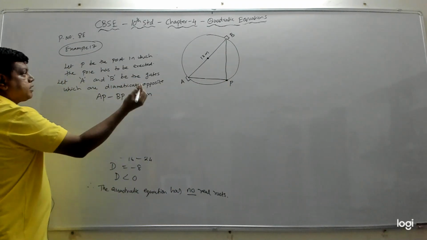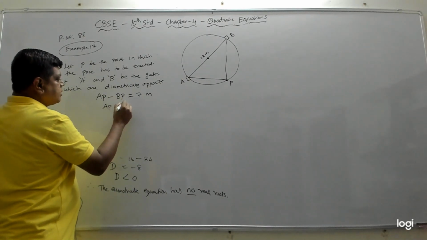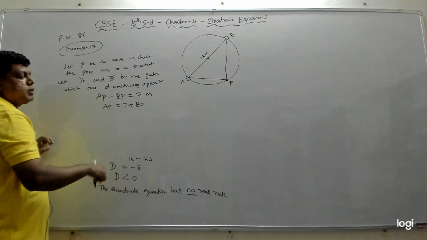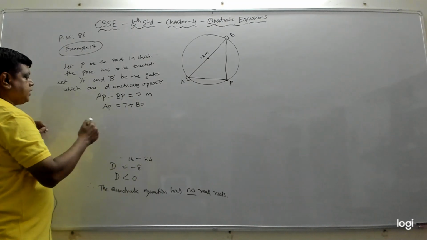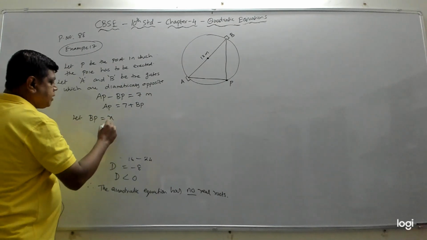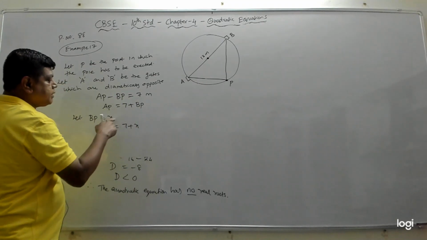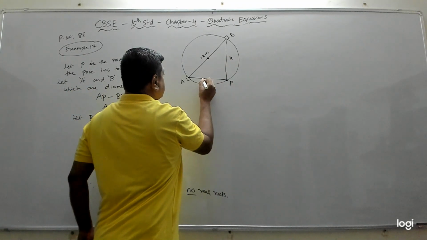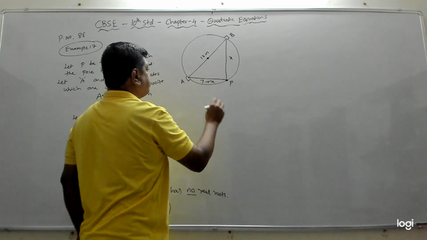Now we don't know what AP and BP are, so we'll assume. Here I can write AP as 7 plus BP. If this minus BP goes to this side, it will become plus BP. Now we will take this particular value as X. So we'll say let BP equal X. Then what is our AP? AP is 7 plus BP, so 7 plus X because BP is X. If I take this as X, this becomes 7 plus X or X plus 7, doesn't matter.